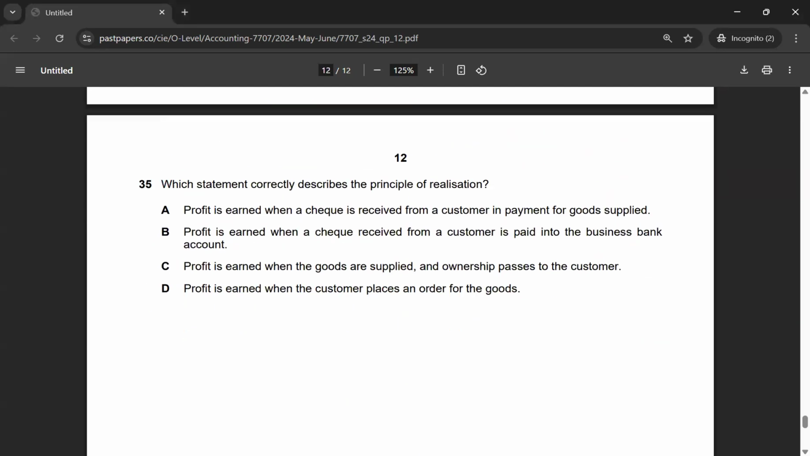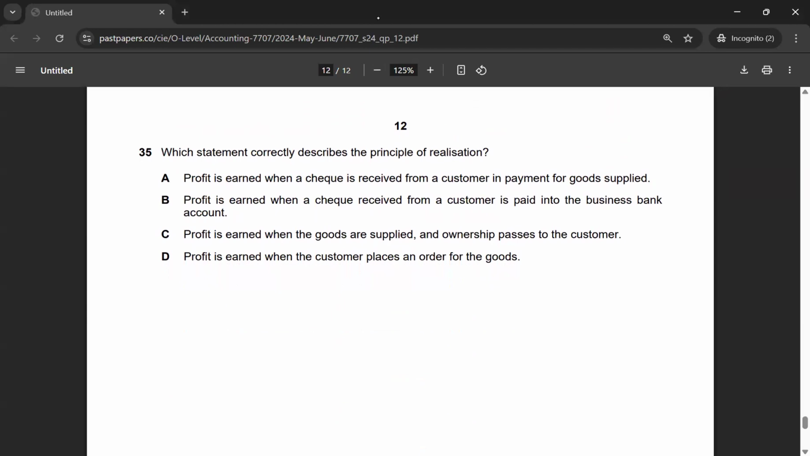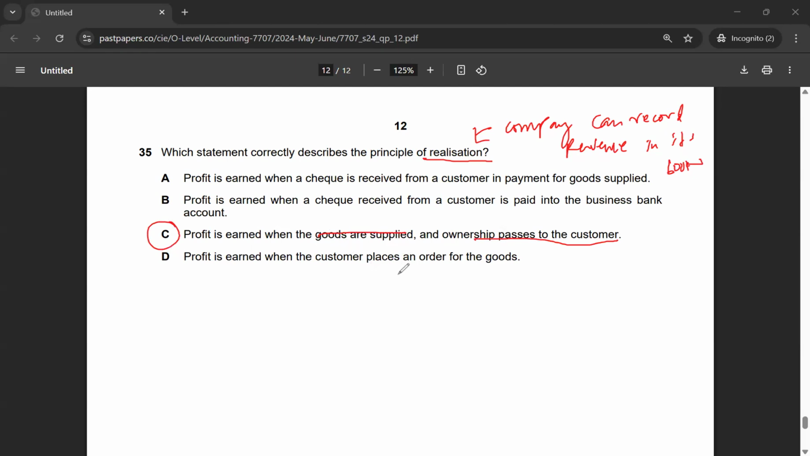Let's move on to our last multiple choice 35. Which statement correctly describes the principle of realization? Profit is earned when a check is received from. So this is about revenue realization, when a company can record revenue in its books, right? So profit is earned when goods are supplied and ownership passes to the customer. So the correct answer for multiple choice 35 would be option C.